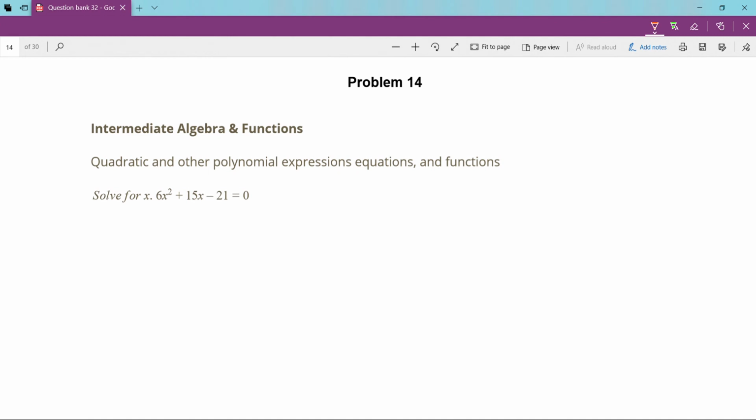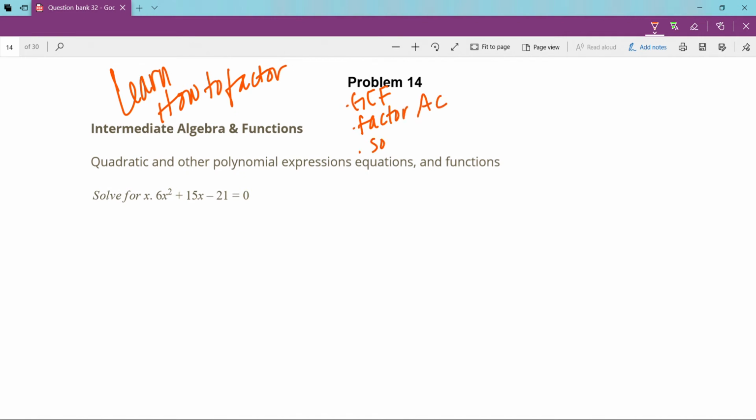Okay, problem number 14. Solve for x. The polynomial is 6x squared plus 15x minus 21. So in this case, we're going to learn how to factor. When you're factoring, you're going to find the GCF first, and then you're going to factor with what's called the AC method, and then you're going to solve for x, because that's what we're asked to do.